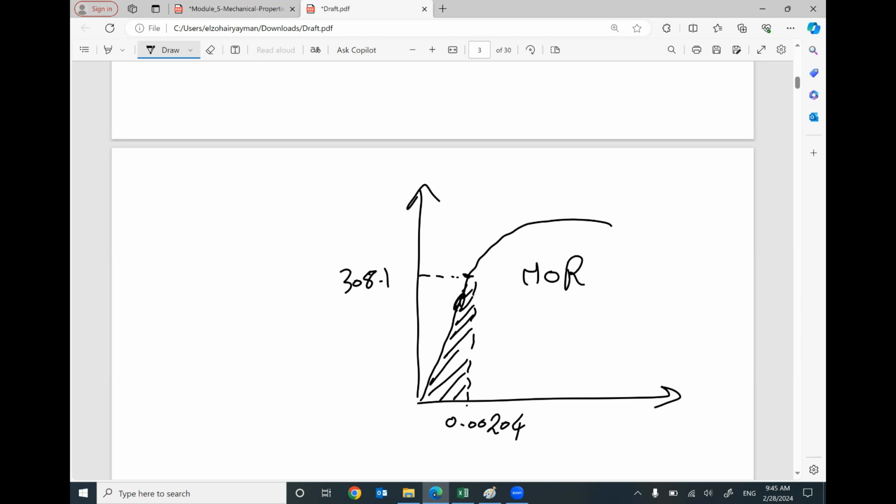Modulus of resilience equals 1/2 times 0.00204 times 308.1. So 0.5 times 0.00204 times 308.1. So the value will be 0.31. This is the modulus of resilience.